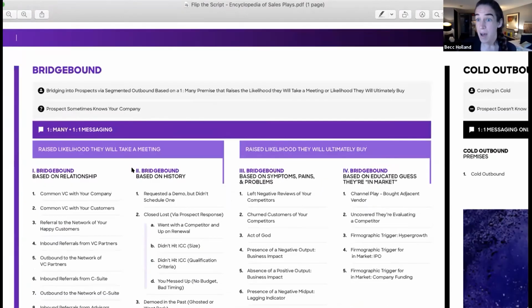So bridgebound from a high level is a way to segment and automate people into a sequence based on some kind of action they took or some kind of trigger that wasn't in relation to your company. So this isn't a marketing lead, but this is a way to segment people based on a commonality.